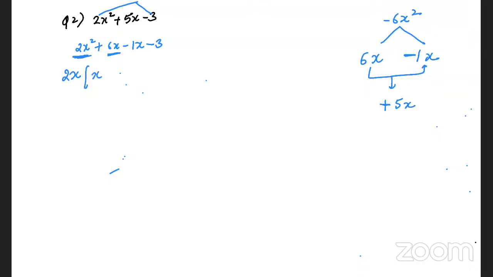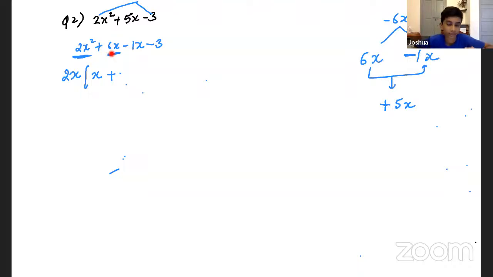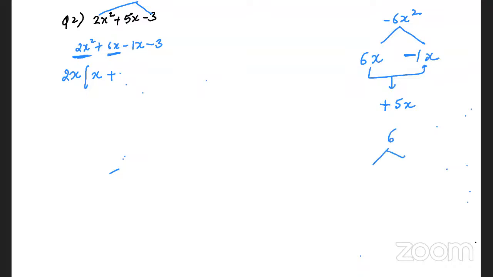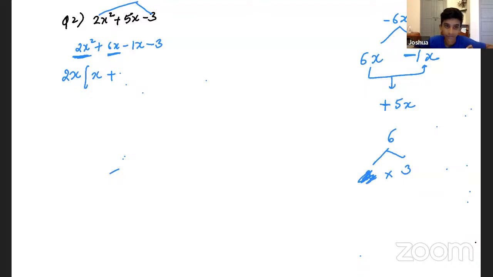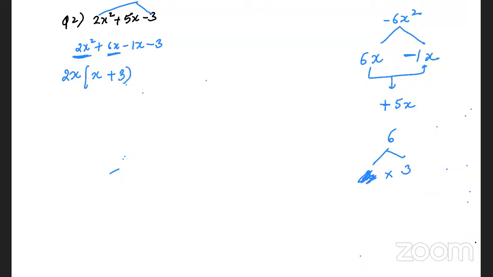Understood? Now the next part, plus 6. 6 can be written in the form of 2 into 3. Now 2 is out, so what will remain? 3. So x plus 3. Understood?